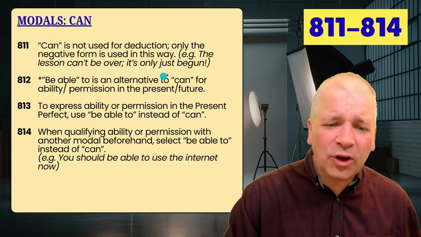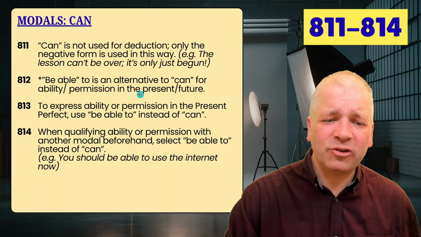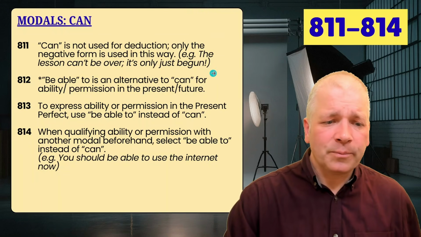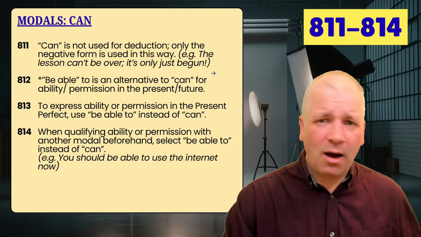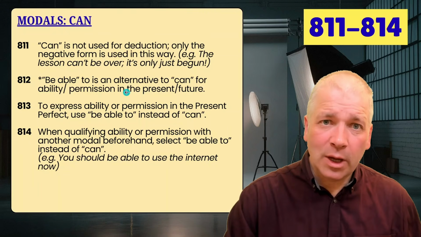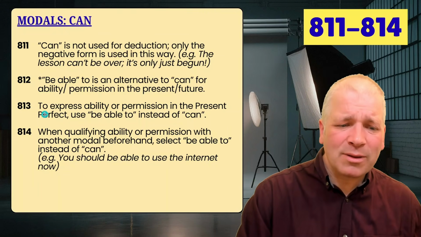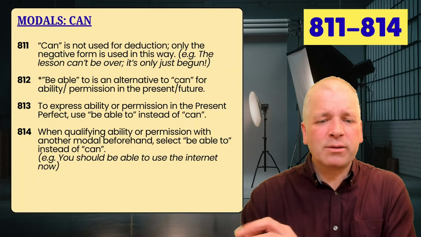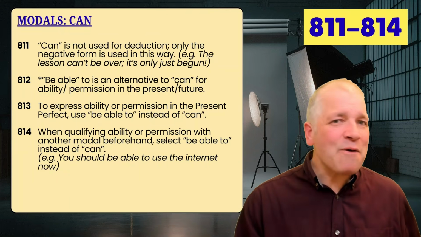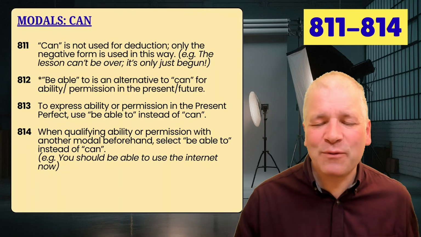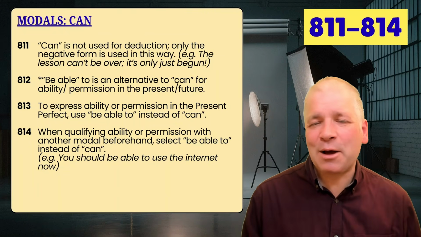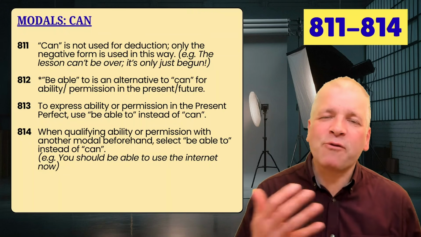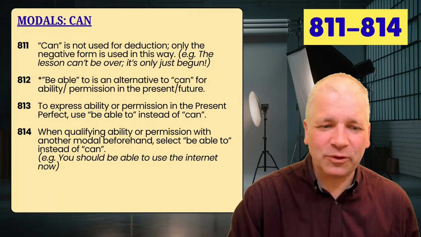Be able is an alternative to can for ability, permission in the present or future. I can do something. I am able to do something. To express ability or permission in the present perfect, then we need to use be able to instead of can. We can't say, I have can play a sport. We need to say, I have been able to play a sport.